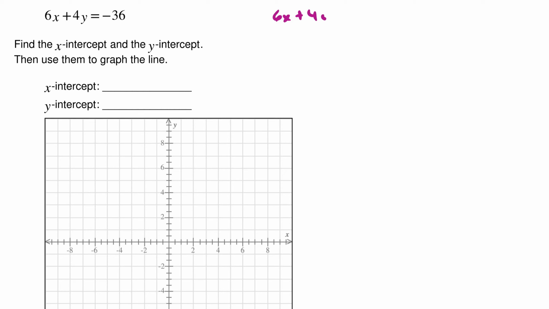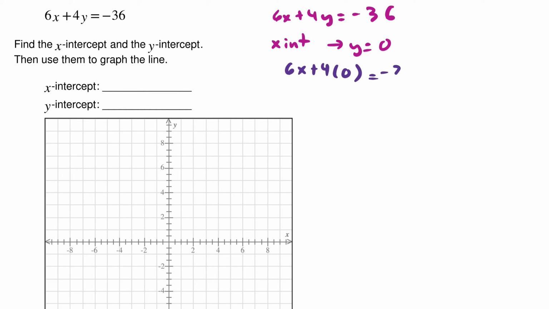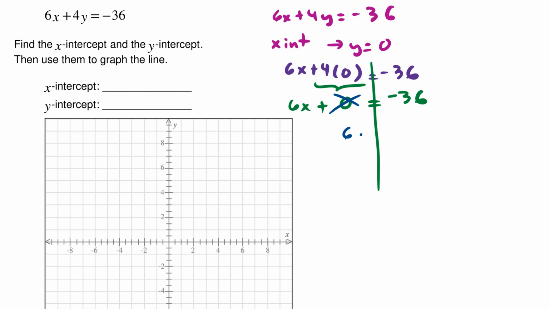6x plus 4y equal to -36. To solve for the x-intercept, you plug in 0 for y. That will be 6x plus 4 times 0 equal to -36. So 4 times 0 is 0. Bring down 6x plus 0 equal to -36. The 0 we can just cross out, it's going to disappear. 6x equal to -36.